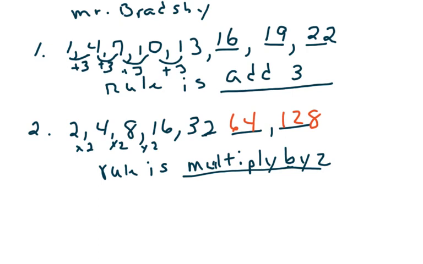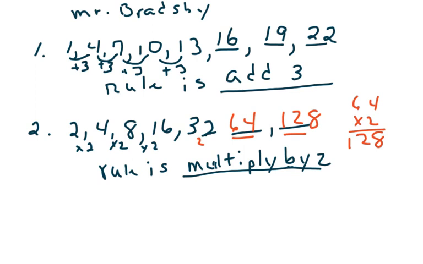Okay, well, let's see what happens. Then if we multiply 32 by 2, we get 64. If we multiply 64 by 2, we get 128. So those are the next 2 members of the sequence, 64 and 128.